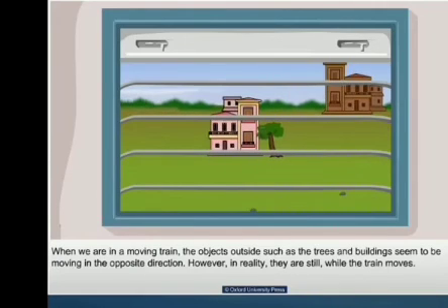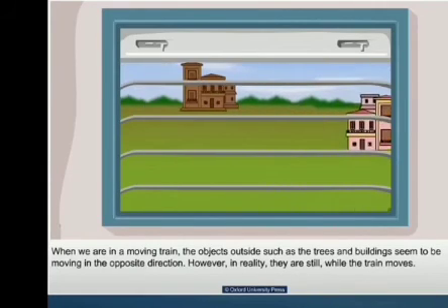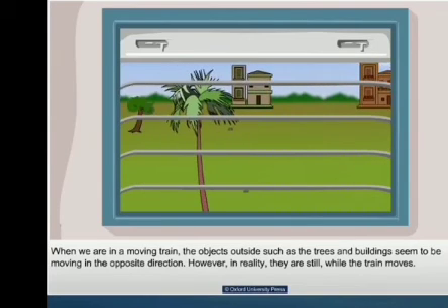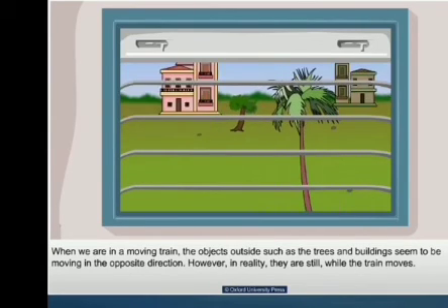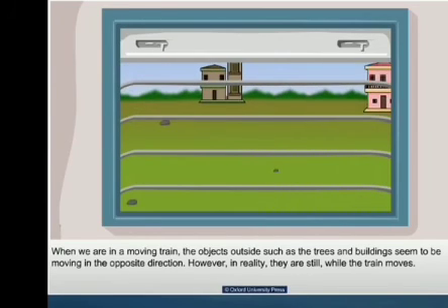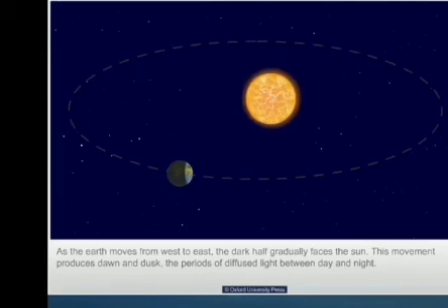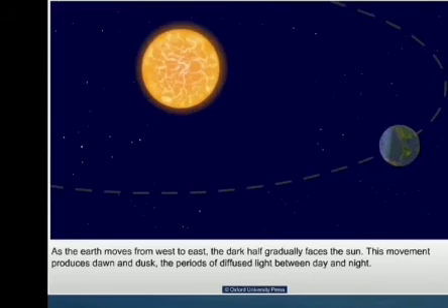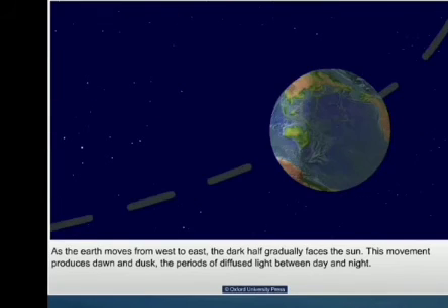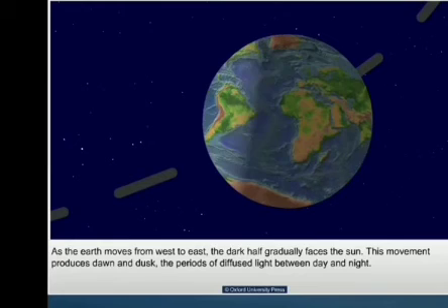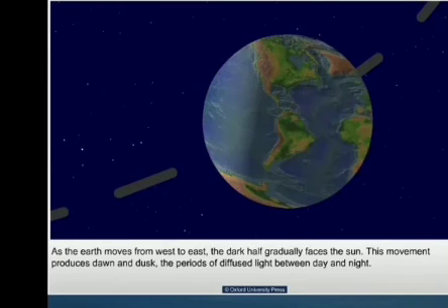When we are in a moving train, the objects outside, such as the trees and buildings, seem to be moving in the opposite direction. However, in reality, they are still, while the train moves. Similarly, the Sun's position is fixed. It is the Earth that rotates from west to east. But to us, the Sun appears to rise in the east and set in the west.